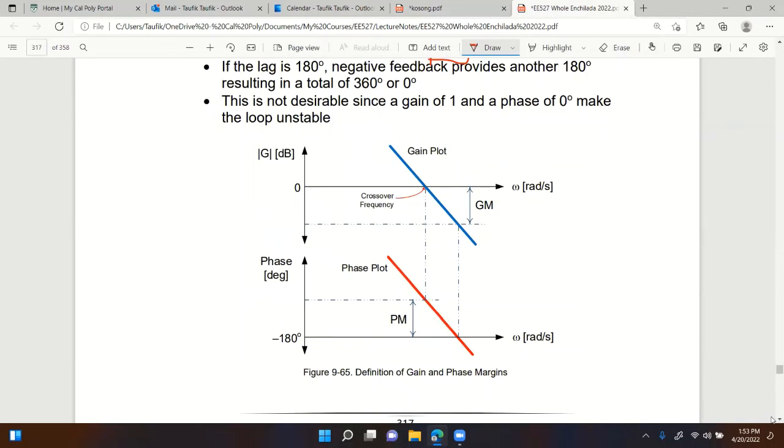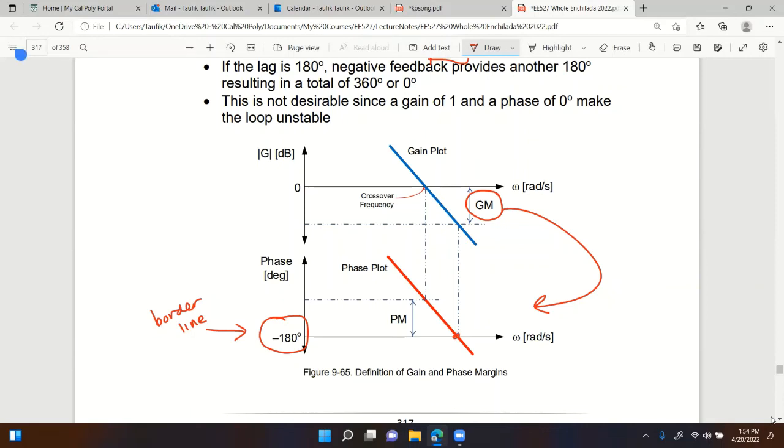So here is how you calculate gain margin and phase margin from Bode plots. If you want to calculate gain margin, you always go to the phase plot first, always the opposite. Gain margin, start from the phase plot. What do you look for from the phase plot? Look for the intersection of the phase plot with minus 180 degrees. Remember, that's the borderline for the phase angle.